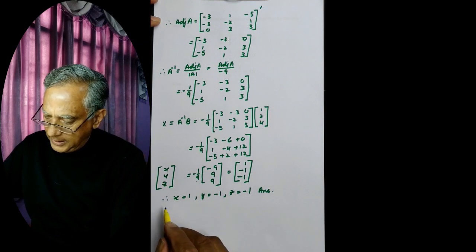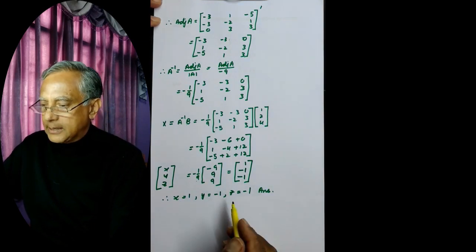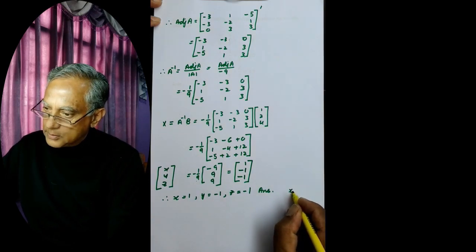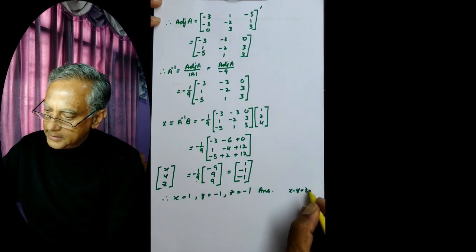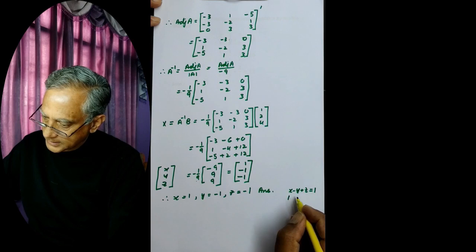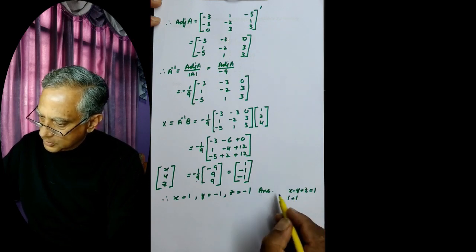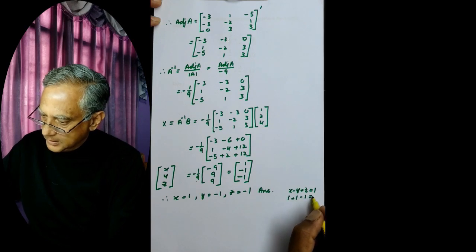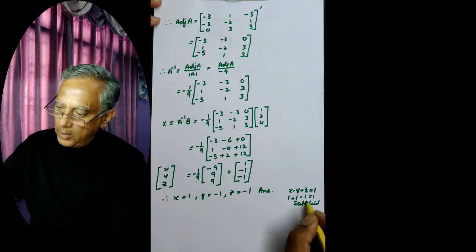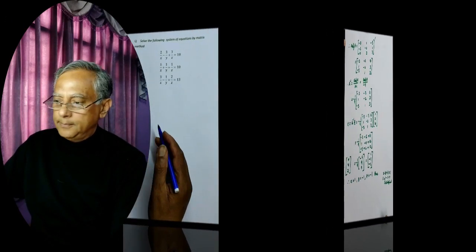You can check it by substituting in any one of the three equations as a precaution. So the first equation is x minus y plus z is equal to 1. Now substitute in this. X is 1, this is minus 1 so this is plus 1, and z is minus 1. This is minus 1 equal to 1. Satisfied. 1 equal to 1. Therefore this is the correct solution.